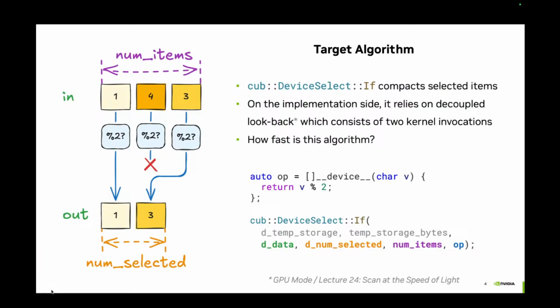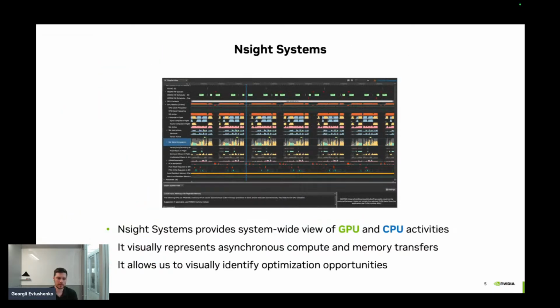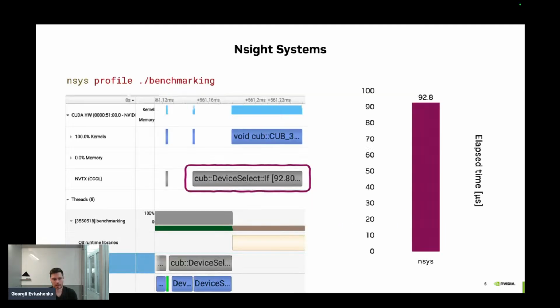Let's say this kernel provides you correct results. Now, our question is: is it fast or not? At the application level, how do we figure this out? The first thing you should start with is using Insight Systems. Insight Systems is a profiler that gives you a system-wide view of CPU and GPU activities. It will visually represent asynchronous kernels, memory transfers, etc. So let's try and use this one.